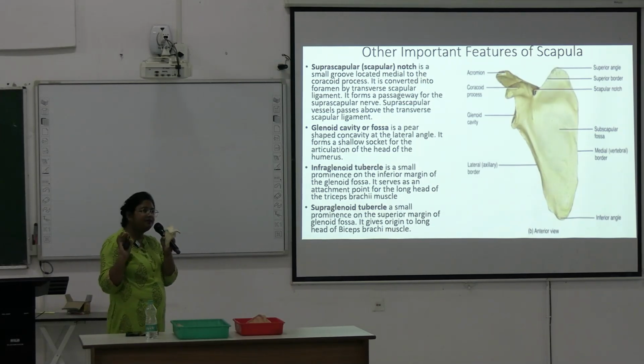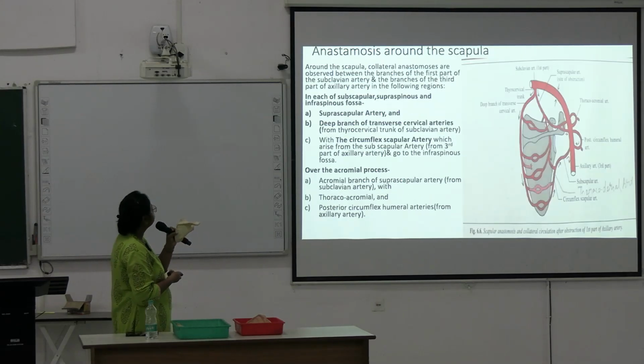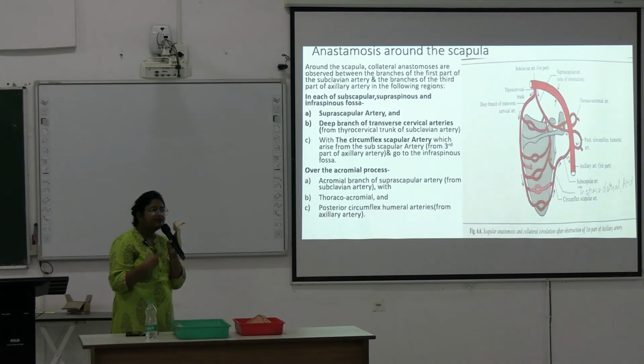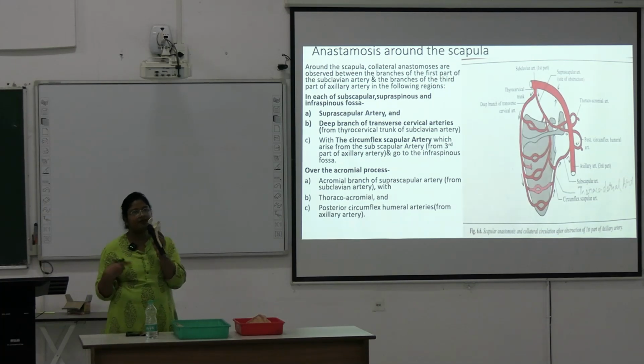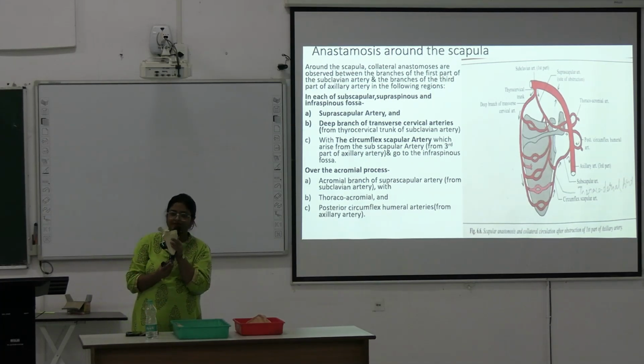Biceps and triceps are very important muscles of the arm. Now, anastomosis around the scapula. This comes as a short note. Okay, it can also be asked in your viva sometimes.